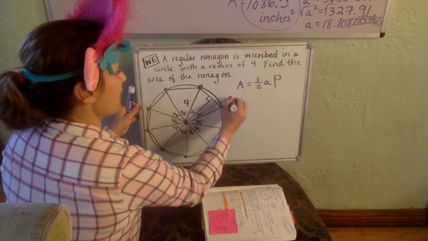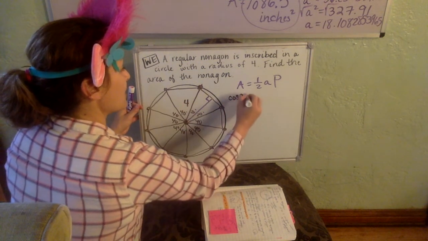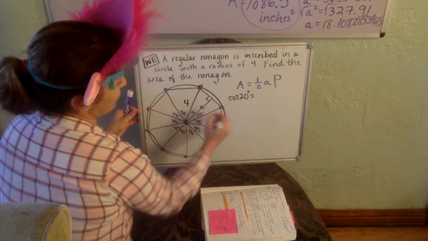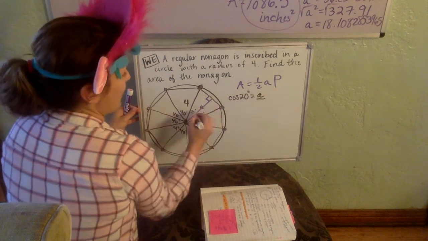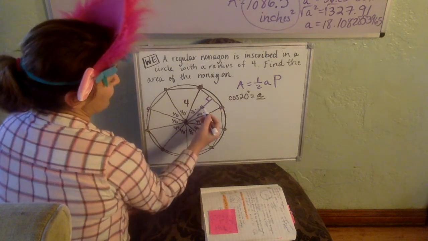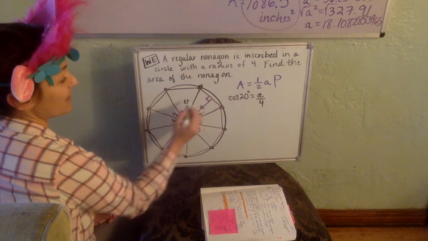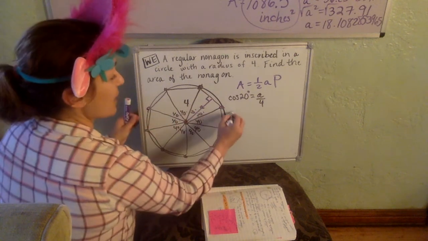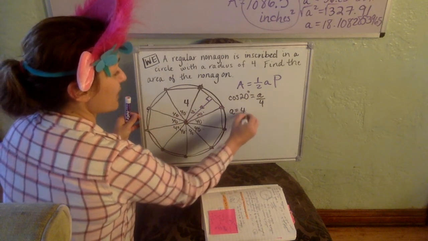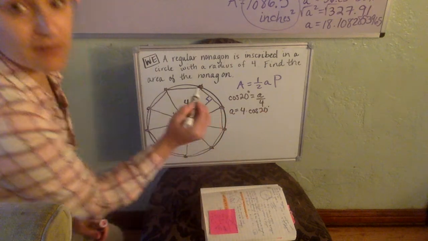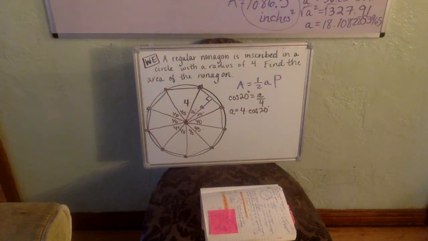So the cosine of 20 degrees will equal, I'm going to call it A, this side right here because it's the apothem, the adjacent side, over the hypotenuse, which in this little triangle right here is 4. And so if we cross multiply and solve, we're going to get 4 times the cosine of 20 degrees.